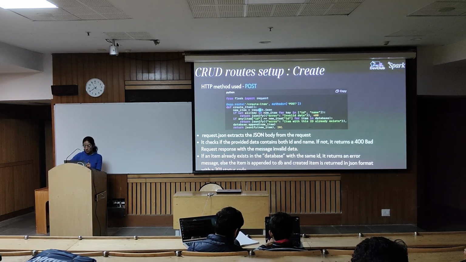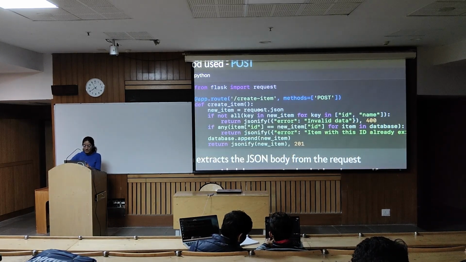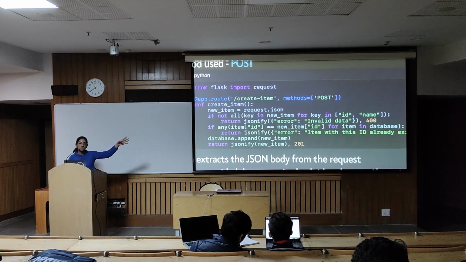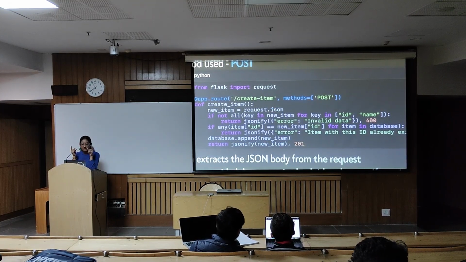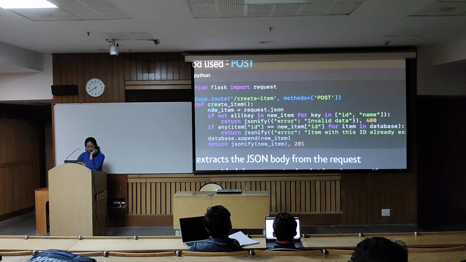Then I've specified the method, and that request.json is extracting the data from the JSON format, and storing the new item in the variable new_item. After that, it is checking that all the keys, ID and name, are present in that new item, and if that's not the case, then it will return invalid data.